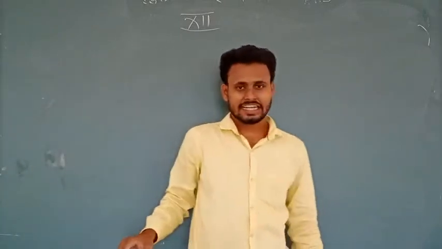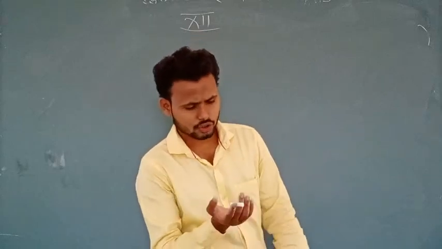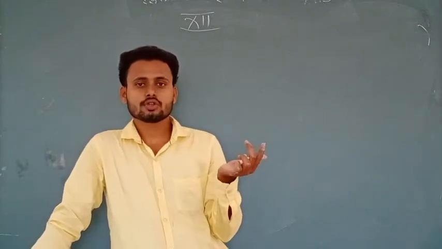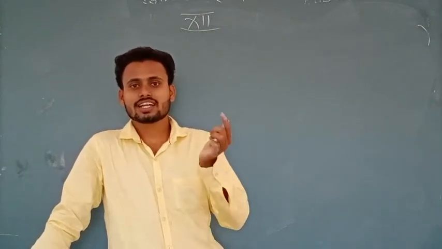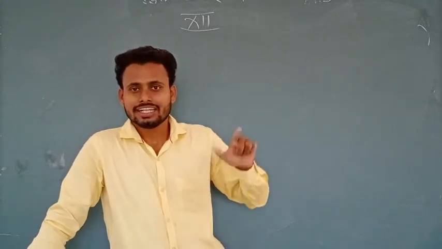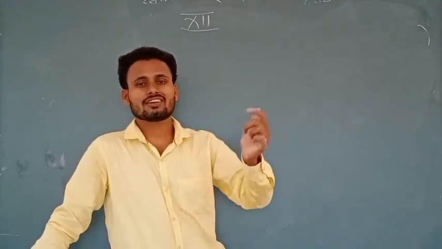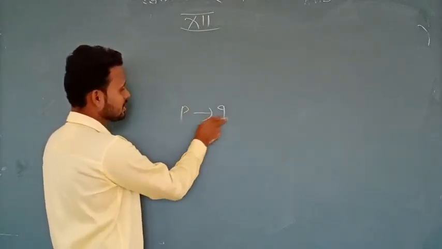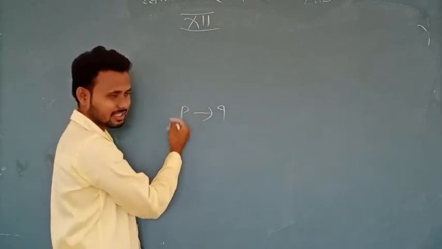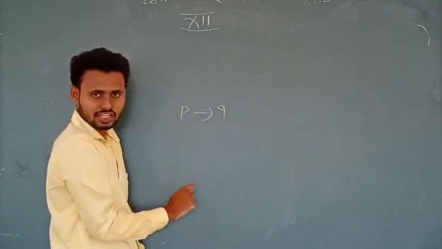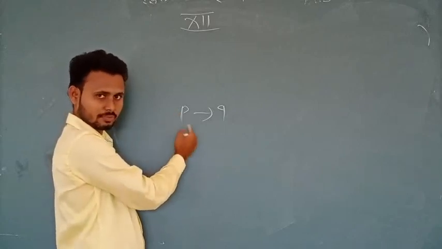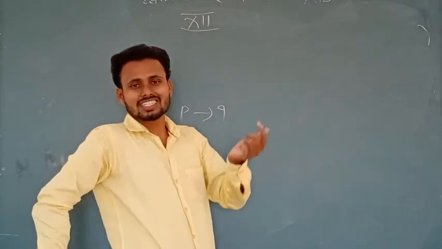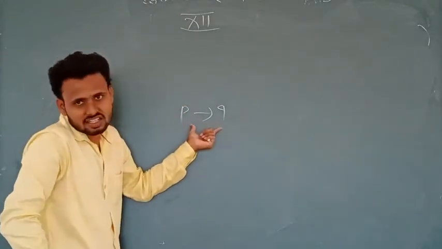Now let us take the next point: converse, inverse and contrapositive. We find converse, inverse and contrapositive only for a conditional statement. A conditional statement is: if P then Q. This is a conditional statement, or we say it is an implication statement. If P then Q: the statement after if is P, and after then is Q. These denote a conditional statement of two simple statements. We find converse, inverse and contrapositive only for a conditional statement.